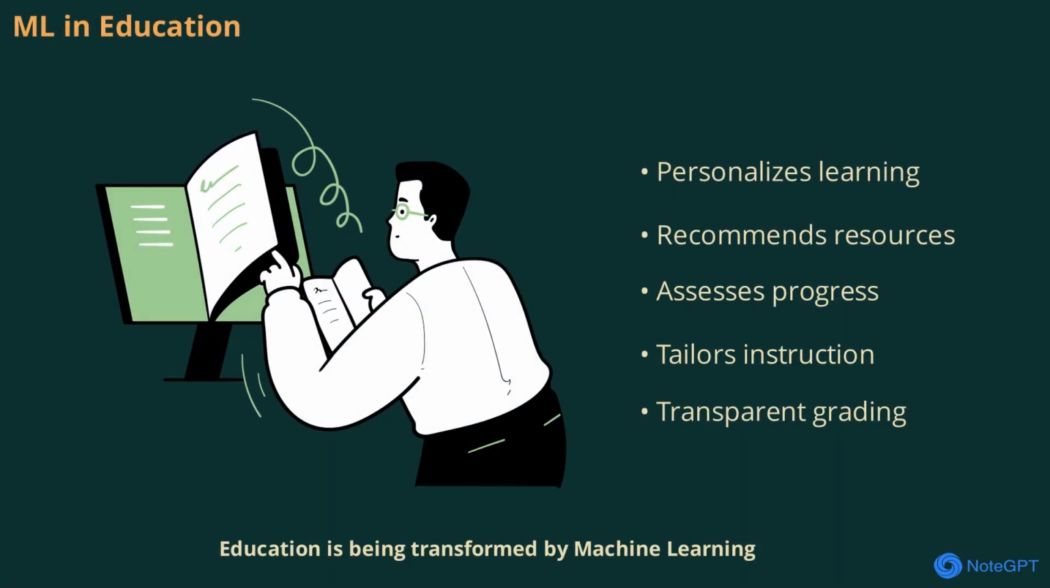Education is being transformed by machine learning. ML models personalize learning, recommend resources, and assess student progress. By analyzing performance data, these systems help educators tailor instruction and improve outcomes. The interpretability of ML models ensures transparency in grading and feedback, building trust among students and teachers.